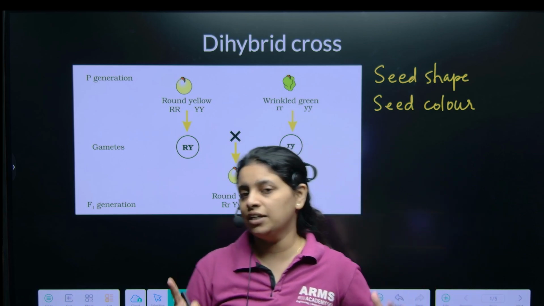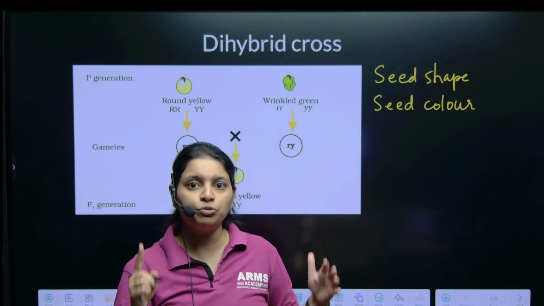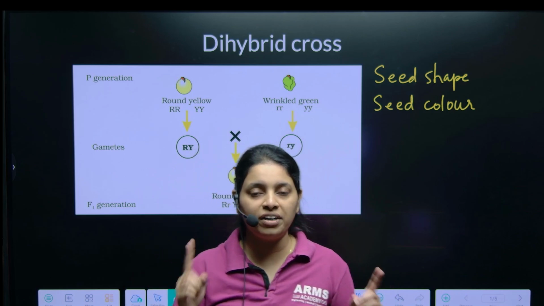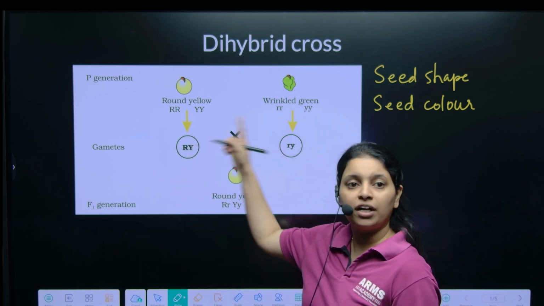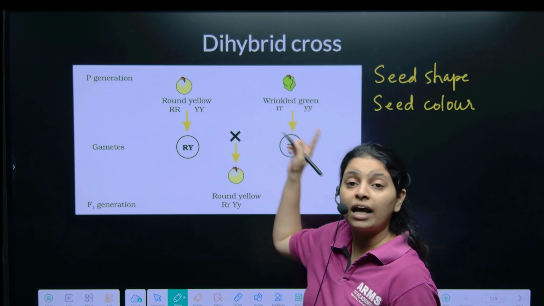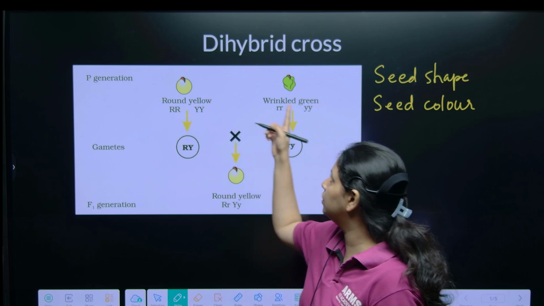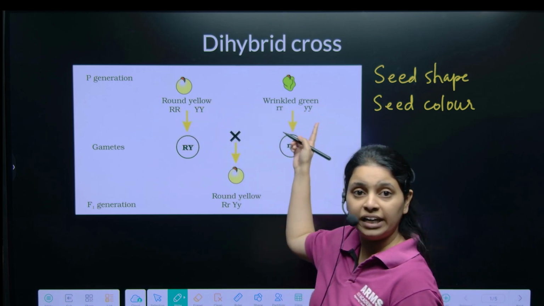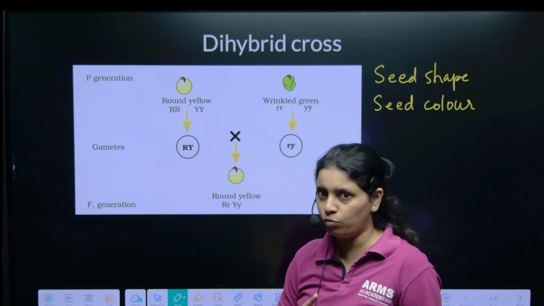So as we have seen in the monohybrid cross also, we basically use parents which are contrasting and pure lines. So here also we have taken two parents. Both are contrasting because they are having opposite characteristics. See, this is round, this is wrinkled. Next, yellow, green. So, contrasting and both are pure, both are homozygous.